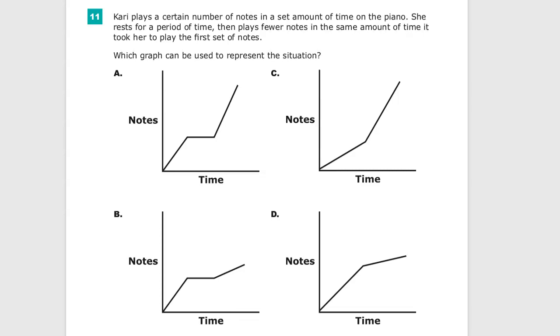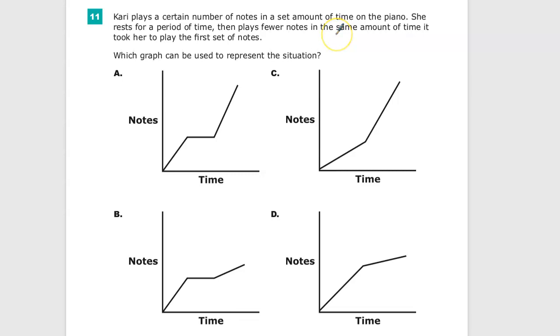This is the grade 8 math practice test for TNReady. Question number 11 on this version. Carrie plays a certain number of notes in a set amount of time on the piano. She rests for a period of time, then plays fewer notes in the same amount of time it took her to play the first set of notes. Which graph can be used to represent this situation?